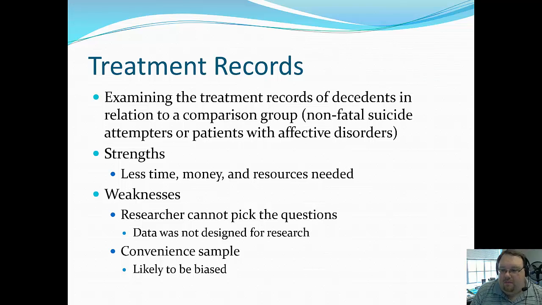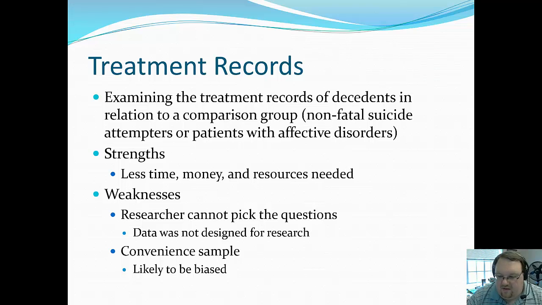You can also look at treatment records. So this may be where you have a hospital system, let's say the VA. You have all the medical records from these individuals. So you can pick out the veterans that died by suicide and compare them to a group that did not die by suicide, and look at, for instance, were they diagnosed with depression? Were they taking certain medications? Things of that nature. So the strength here is that it takes a lot less time, a lot less money, and a lot fewer resources. Really, it's just having access to the data, which is in and of itself quite an undertaking, but once you have the data, it's a lot more manageable than the other methods we've discussed so far.